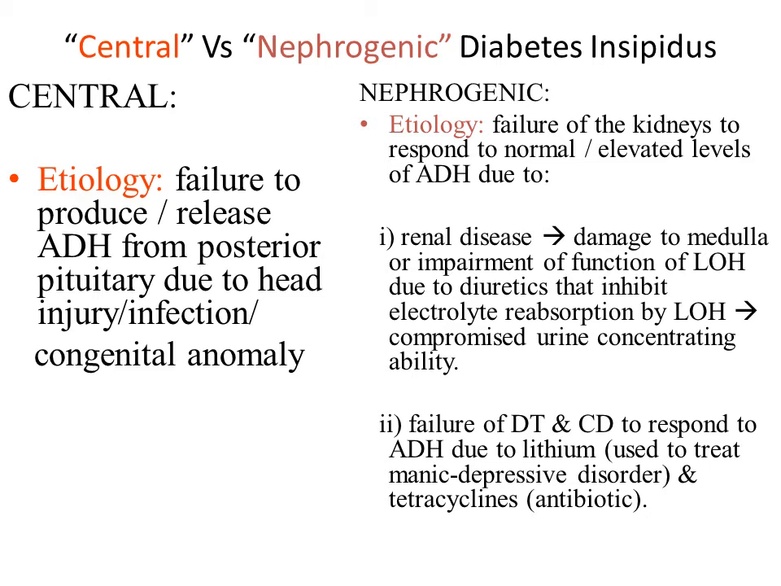In case of nephrogenic diabetes insipidus, the etiology is the failure of the kidneys to respond to normal or elevated levels of ADH, and this can be because of renal disease, meaning damage to the medulla, or impairment of the function of the loop of Henle due to diuretics which inhibit electrolyte reabsorption by the loop of Henle, and this will compromise the urine concentrating ability. Or it could be failure of the distal tubule and the collecting ducts to respond to ADH due to lithium, which is used to treat manic depressive disorders, and also tetracyclines, which are an antibiotic.